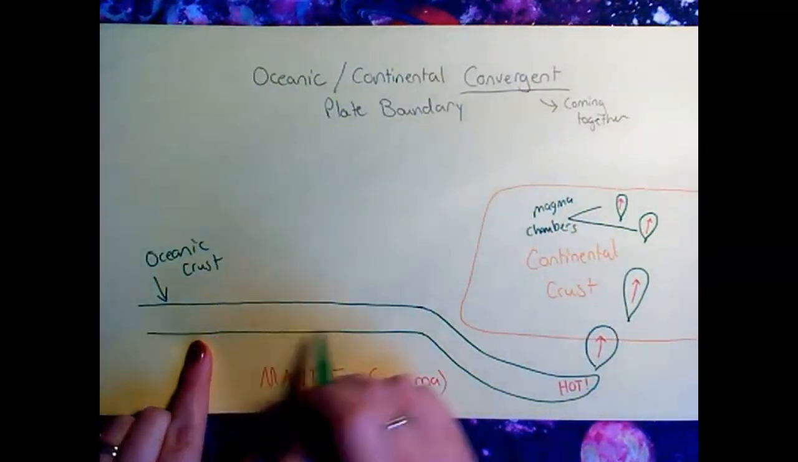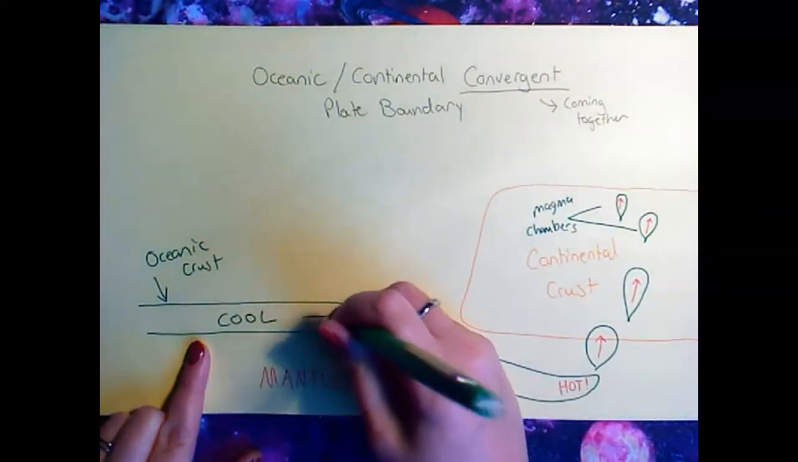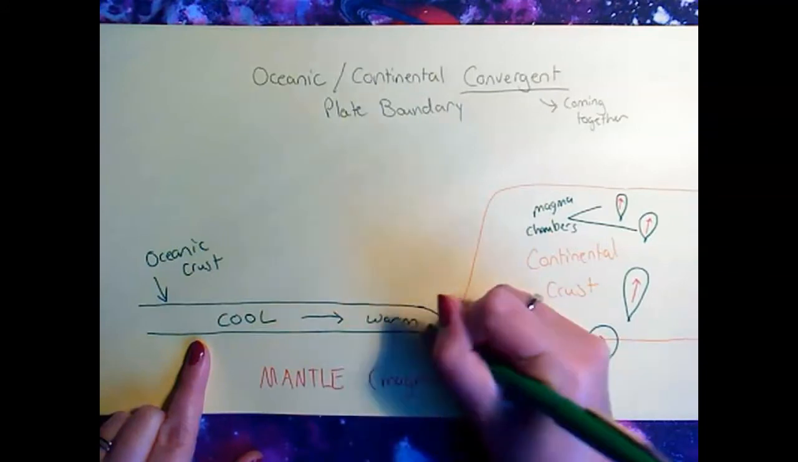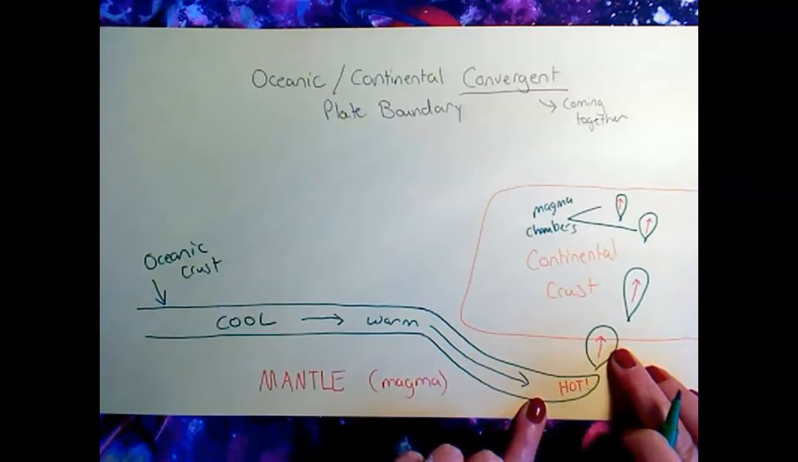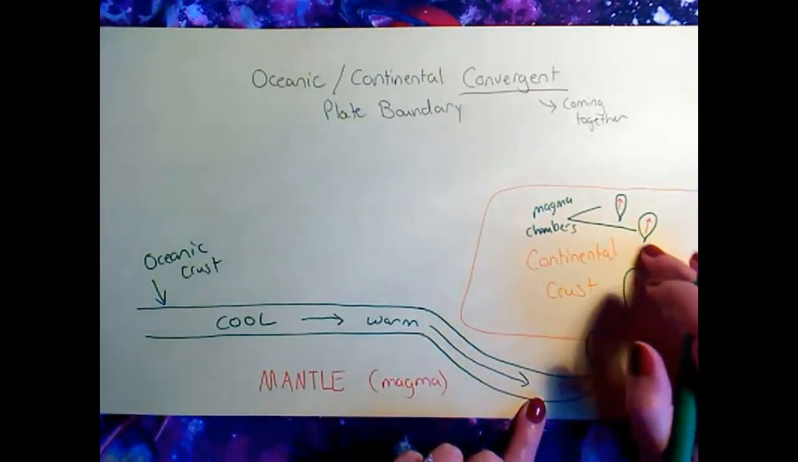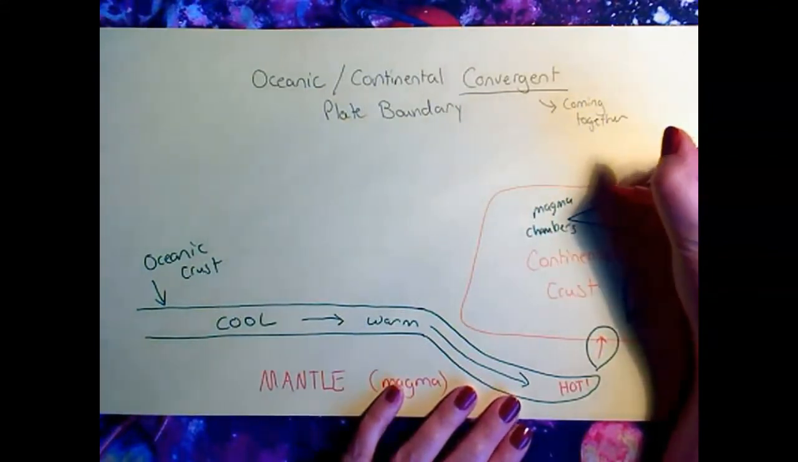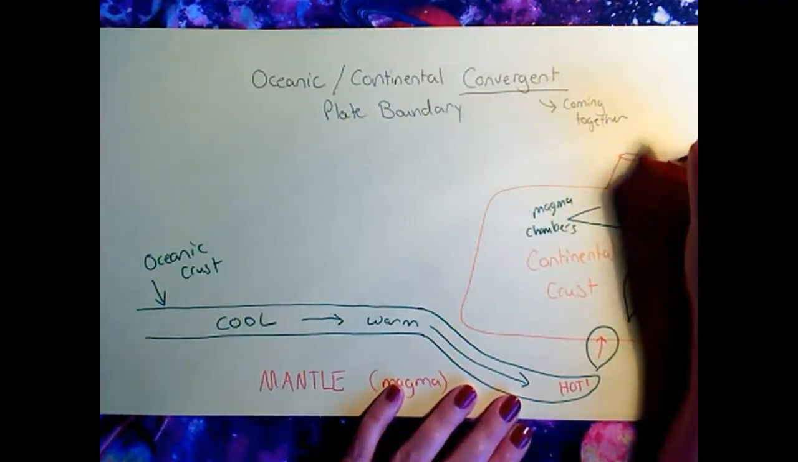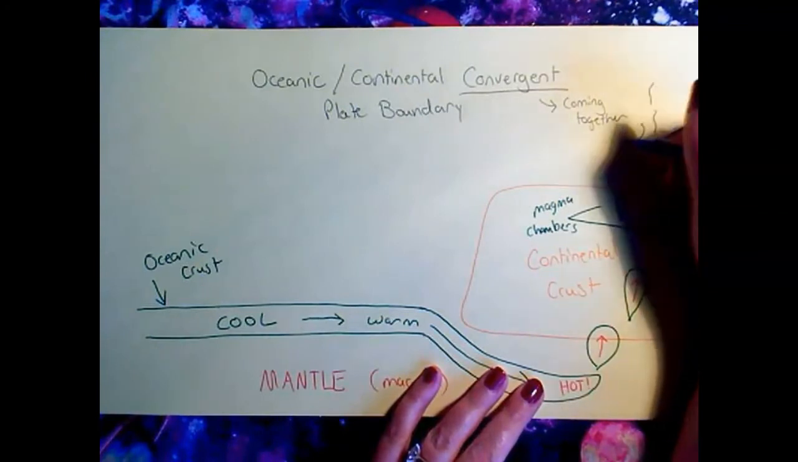Okay, and again, over here, this oceanic crust is cool, but as it goes down, it's going to heat up, it's going to melt as it heats up, and then because it's going to be hotter, it's going to start bubbling into this continental crust. And what you're going to see is something that you might have heard of before. What forms up here? Eventually, we have a nice little volcano that's going to form. So yes, this is how we get volcanoes.